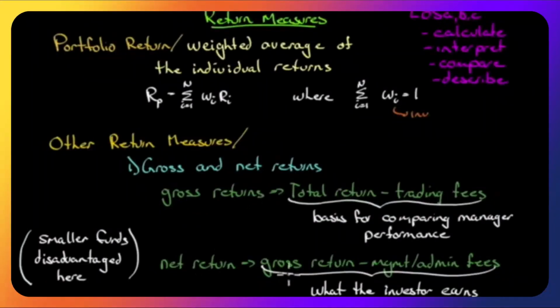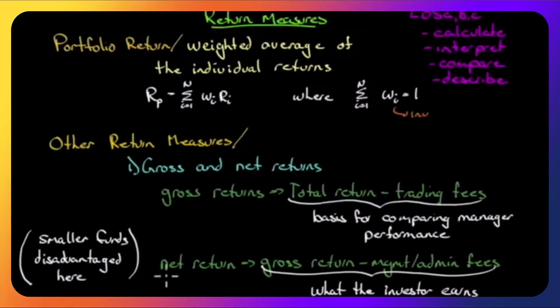So the net return is the gross return minus any management and administrative fees. This is what the investor earns. Now, these management and administrative fees are fairly constant even with scale. So going from a $100 million portfolio to a $200 million portfolio doesn't double the fees. So smaller funds are disadvantaged when compared on net return, which is why they want to be compared on gross return, because that'll attract more assets under management.